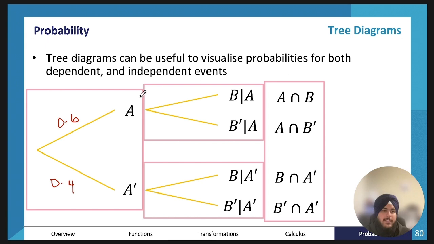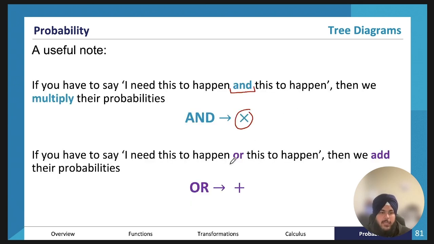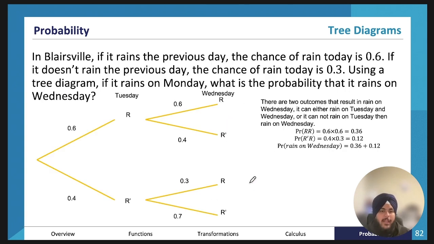Yeah, so what's the probability that B occurs and A occurs? We just multiply this. So we multiply the probability of A by the probability of B to get the probability of A and B. But if we were determining the probability that something happens or something else happens, we add all the probabilities. So I'll explain what I mean when we do this example.